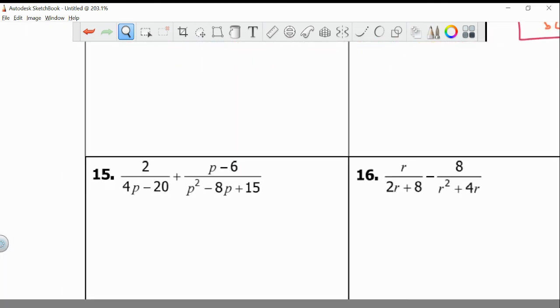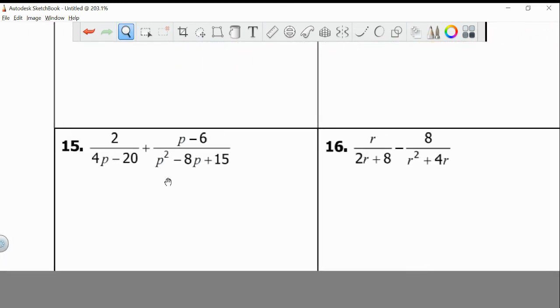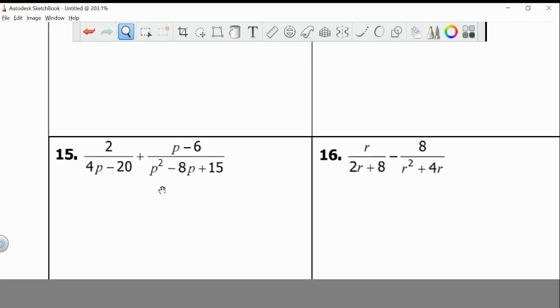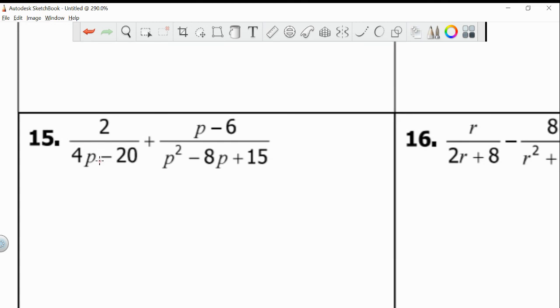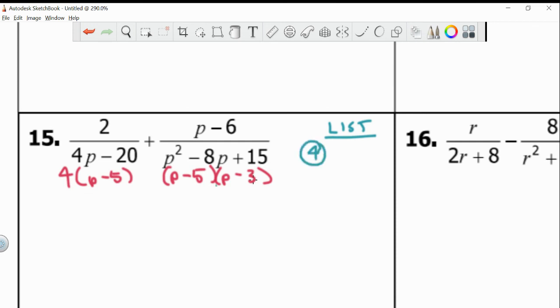Looking at the rest of these questions, sometimes you get a little bit weird stuff, but you can see here how this is going to be a 4 and a p minus 5. If I just do this really quickly, a 4 and a p minus 5. This is going to be factored, and I'll do it for you, p minus 5, p minus 3. And so what do I see in the denominator? This is why I like the list, okay? I see a 4 in the denominator. I see a p minus 5 in the denominator. Oh, my God, I'm struggling with the circles today. And I see a p minus 3 in the denominator.